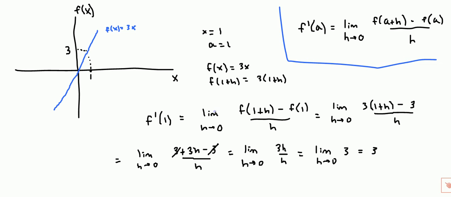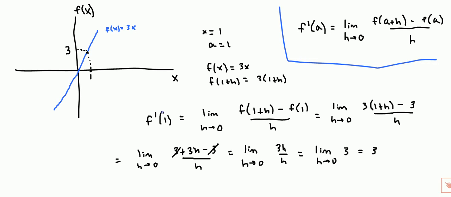So what does that mean? f prime of 1, the derivative at 1, means that we're looking for the slope at x equals 1. Well, the slope of a line is the same at every point, and we know that the slope is 3 because it's the coefficient next to x. So the fact that we got 3 really makes sense, right? This complicated process is just finding the slope of this line.